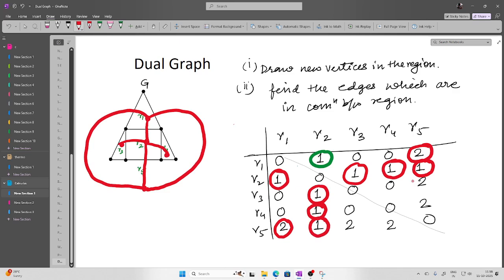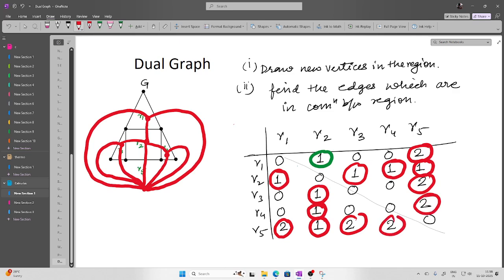Now comes R3, R5. This is R3, this is R5, unbounded. So two edges are there. One is this, another one is this. This is over. Now comes R4, R5. R4 is this region. R5 is this unbounded. So two edges are there. One is this, another one is this. So friends, in this way, your dual is over.